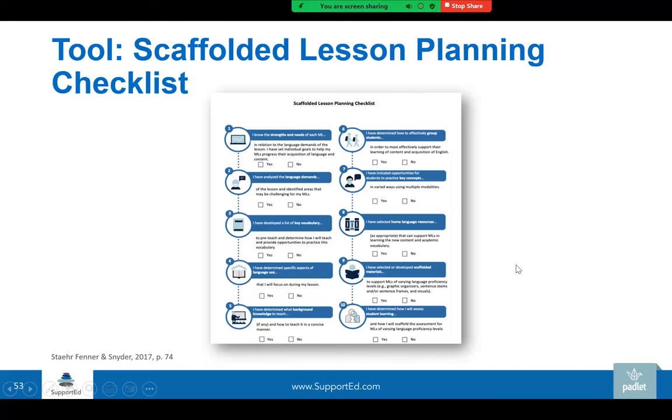One tool that you can use to plan lessons is our scaffolded lesson planning checklist, which is on our Padlet. I like to use this to plan the lesson, look at the lesson afterwards to double check that I've gone through and added the appropriate scaffolds, and then after I've taught the lesson, go back and reflect on: did I really meet the needs of my students in terms of the language demands, or did I develop the key vocabulary that was appropriate for the task and for my students?